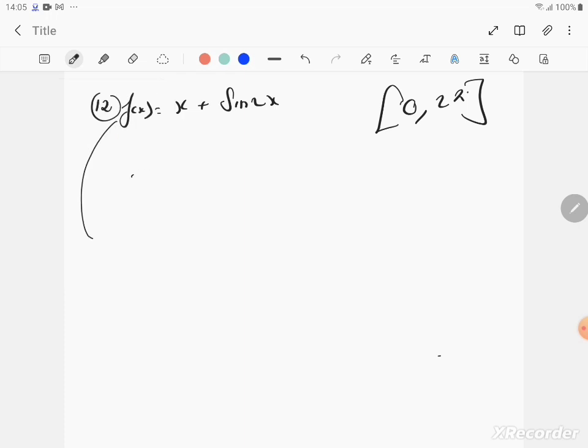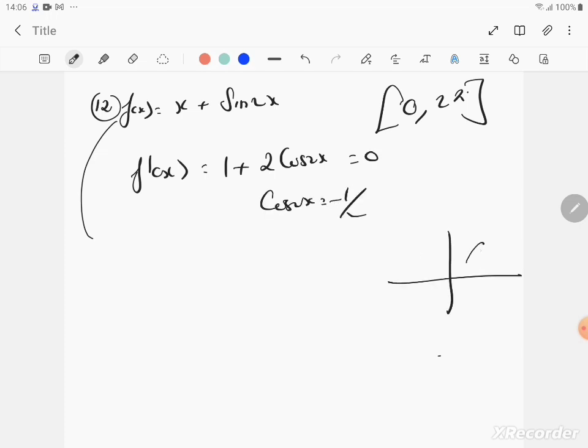Now differentiate it. You'll get 1 plus 2 cos 2x is equal to 0, so cos 2x is equal to minus 1 by 2. Where all will cos be negative? All school taught to children: second quadrant, third quadrant. So it's pi minus pi by 3, which is 2 pi by 3, and pi plus pi by 3, which is 4 pi by 3.